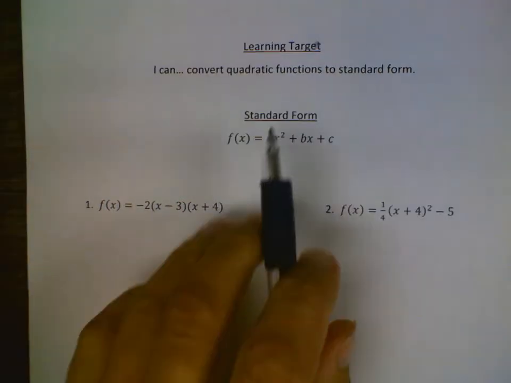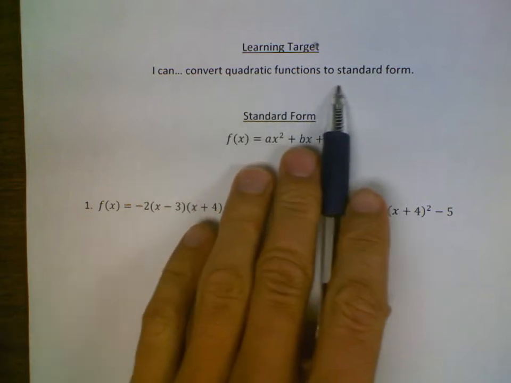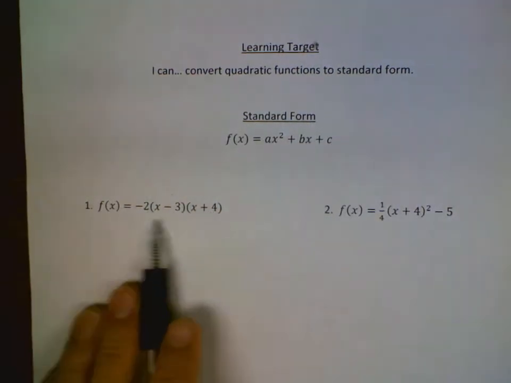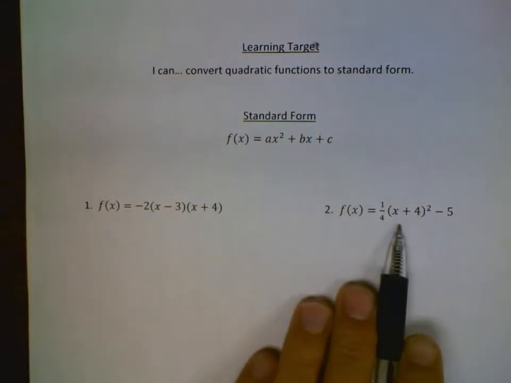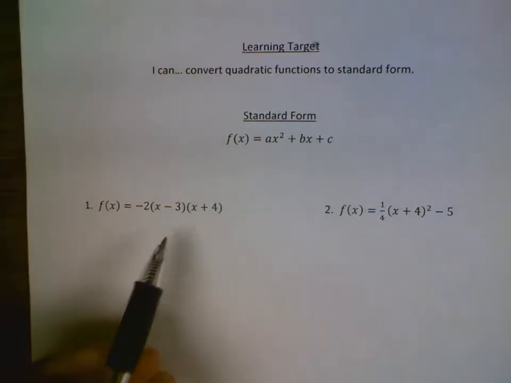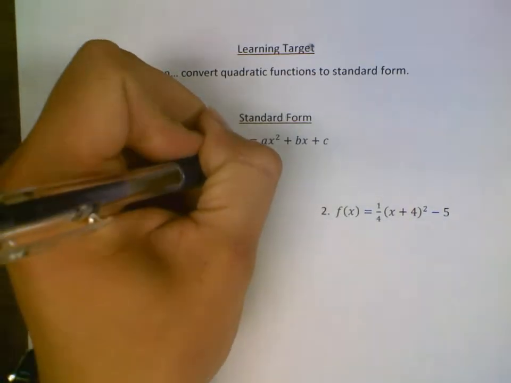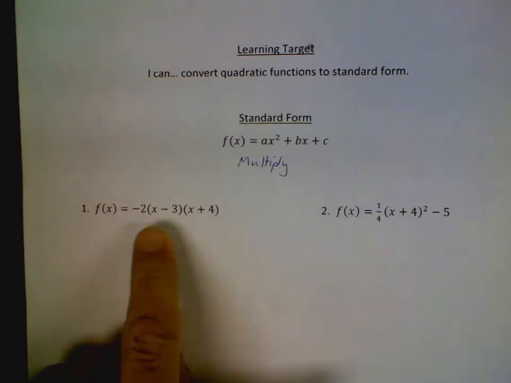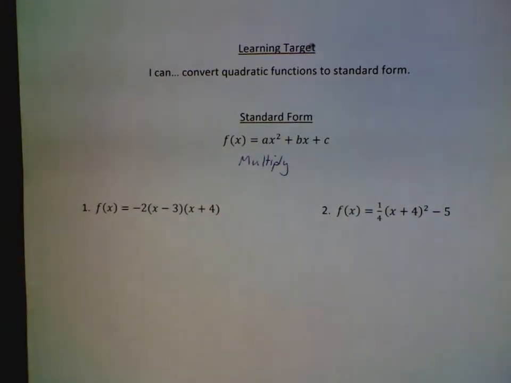In this video, the learning target that we're going to look at is I can convert quadratic functions to standard form. So we're going to look at one example where we're given intercept form and we need to get it in standard form. And then we're going to look at one example where we're given vertex form and we need to get it to standard form. Now, the way we convert either equation to standard form is we simply just multiply. Okay, multiplying everything together in both equations will end up getting us into standard form.